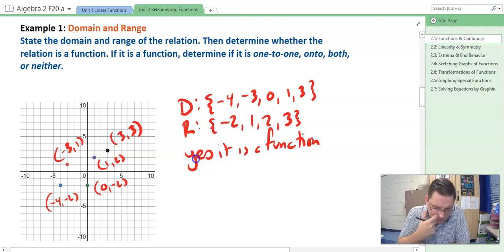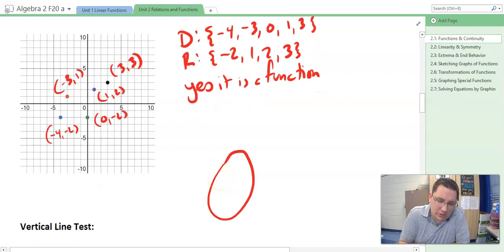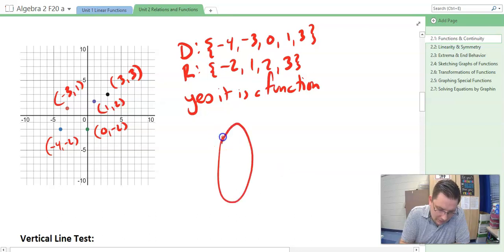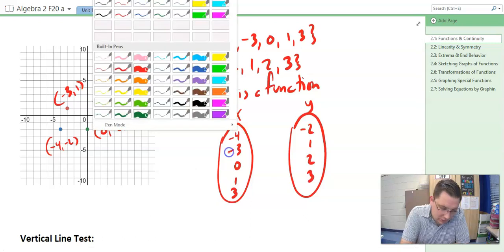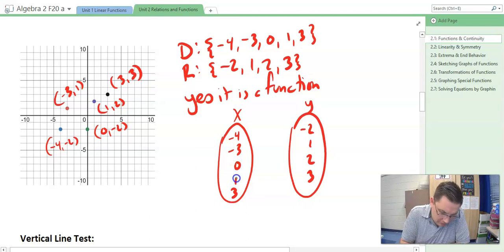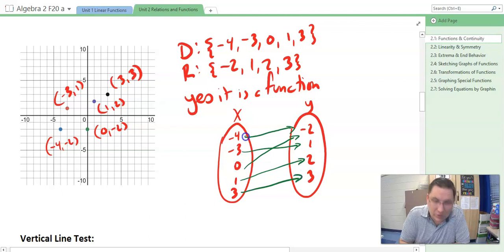And then, is this one-to-one, onto, both, or neither? And so the best way to determine this is to look at the mappings. And let me straighten this out a little bit. So we have our x, and we have our y. And so again, we'll list our values of our domain in the x bubble in order, and we'll do the same for our y's. And then we will draw the arrows across. And so the -4 pairs with the -2. The -3 pairs with the 1. The 0 pairs with the -2. The 1 pairs with the 2. And the 3 pairs with the 3.